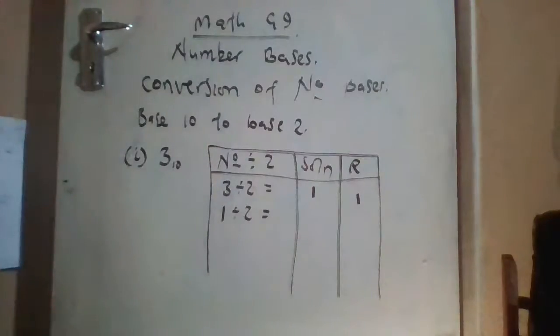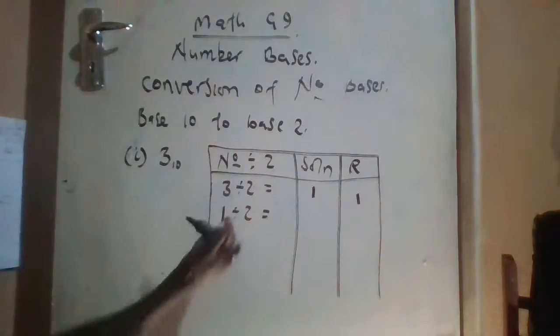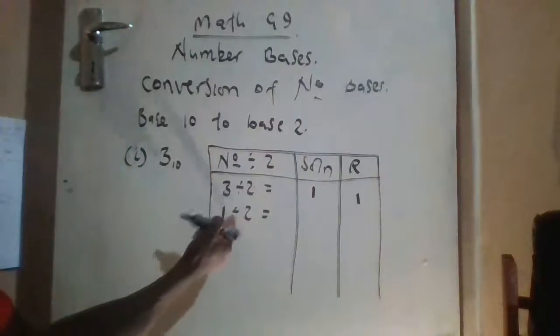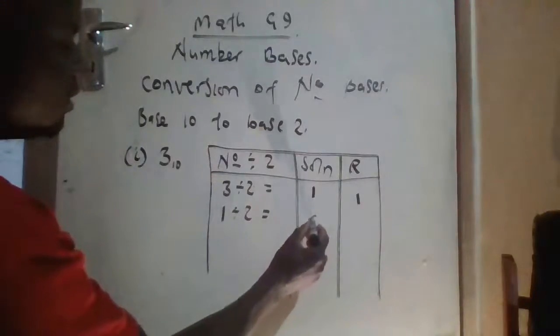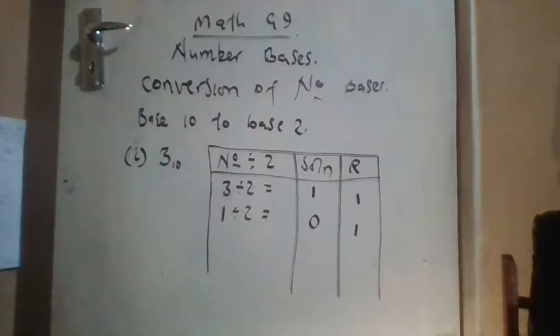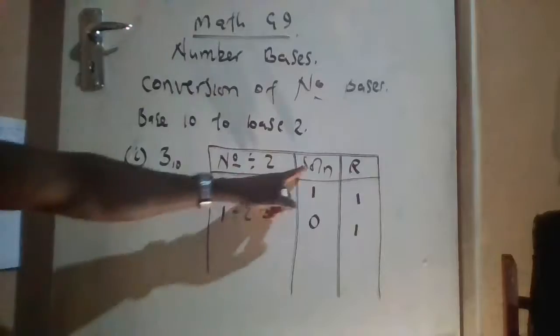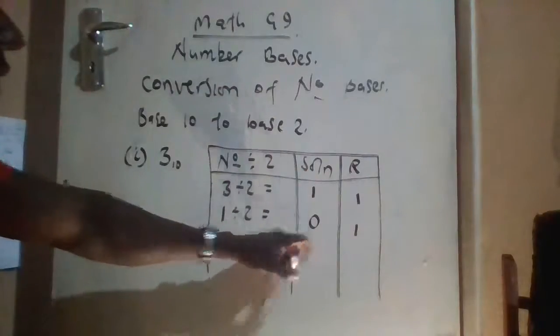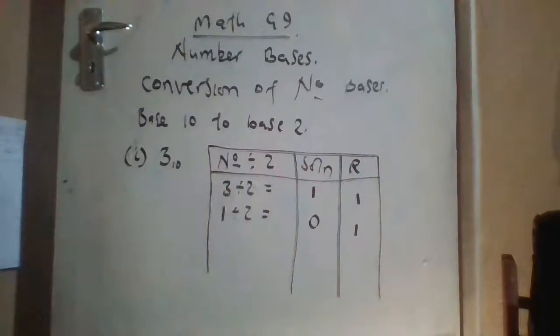What's the answer? The answer is it cannot divide because 1 is smaller than 2. So here we believe in the saying it can't. If it can't, then we're done. If 1 cannot divide by 2, it cannot. But the fact of the matter is that there's a remainder, which is 1. Now, when the solution remains 0, then the conversion is done.